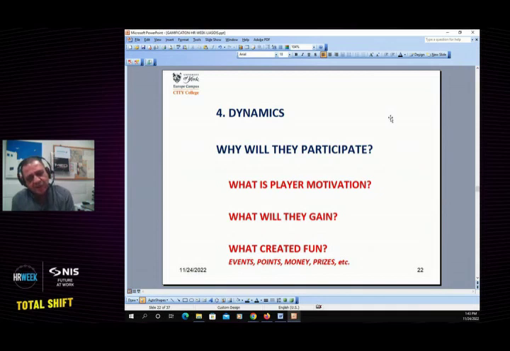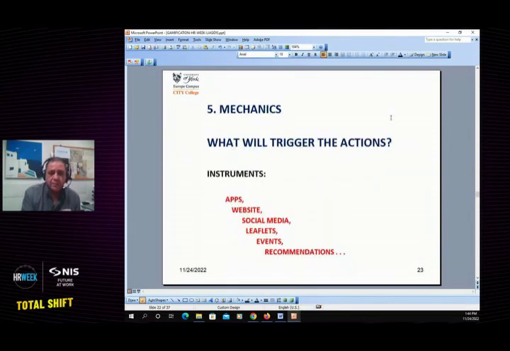And that's stage number 4. We need to create some dynamic issue there. Why would they participate in this idea of gamification? So we need to motivate them somehow. We need to establish to them and tell them what they will gain, and think of a fun way to do that, maybe by collecting points or going to events or money or prizes. Anything is possible. And of course, when we do that, we go to the mechanics.